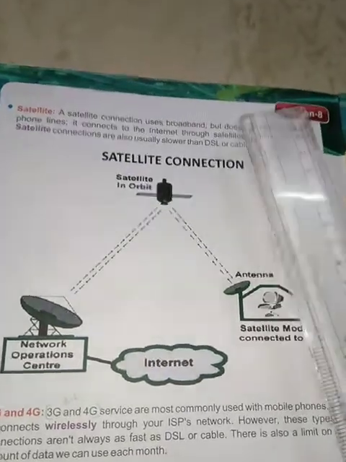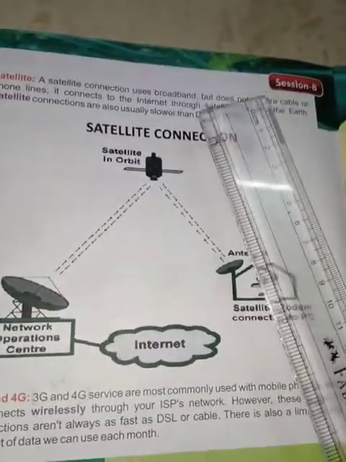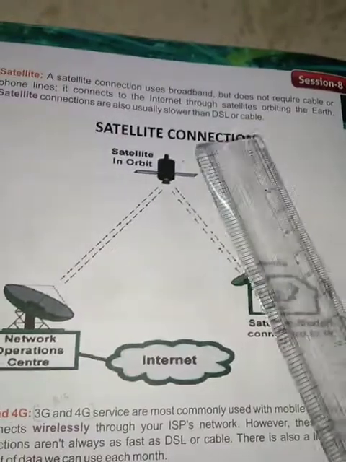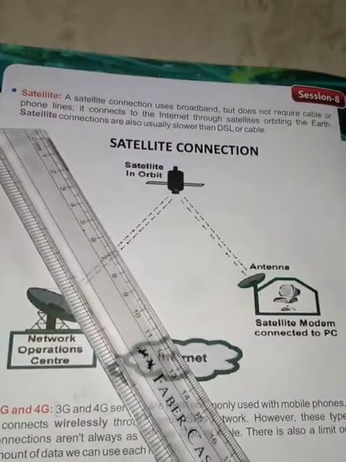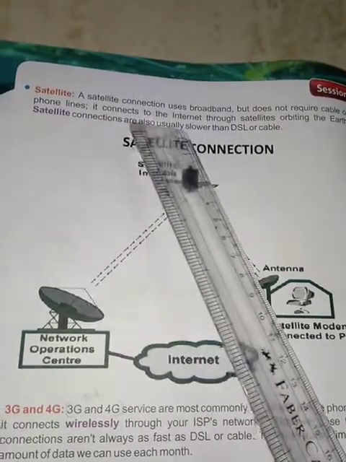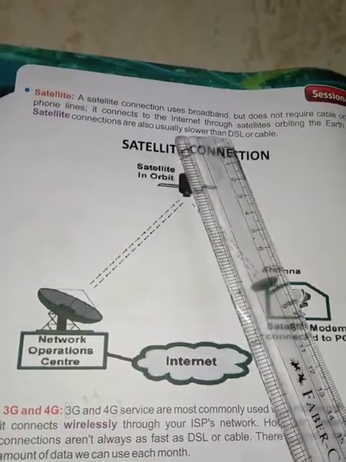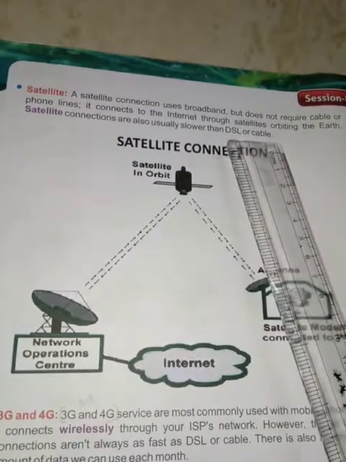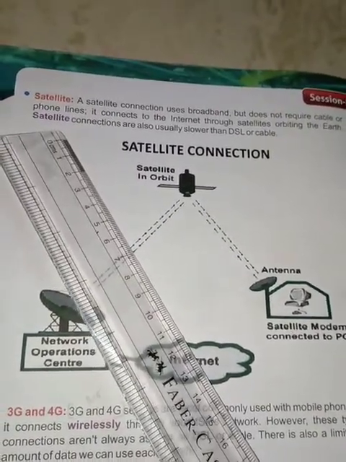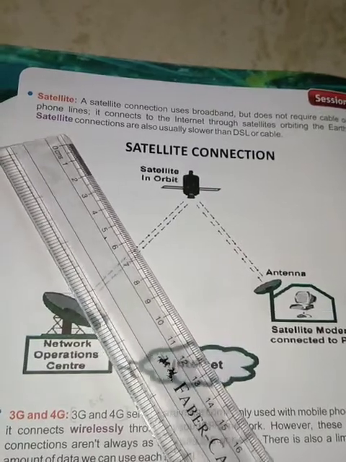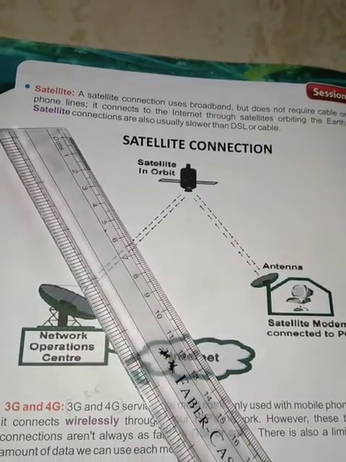So this satellite will connect to the internet through satellites orbiting the earth. Satellite connections are also usually slower than DSL or cable. So this is not a very fast internet connection. It is a bit slower than DSL or cable.